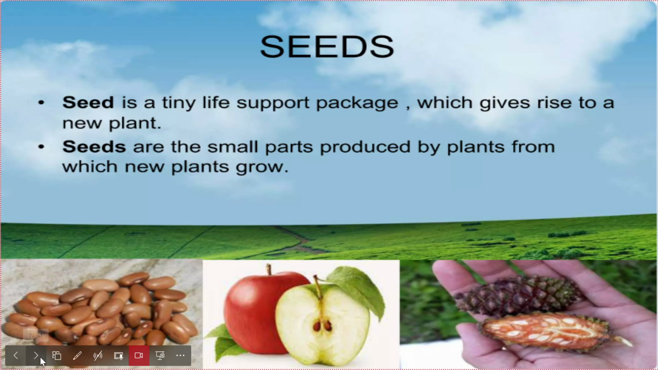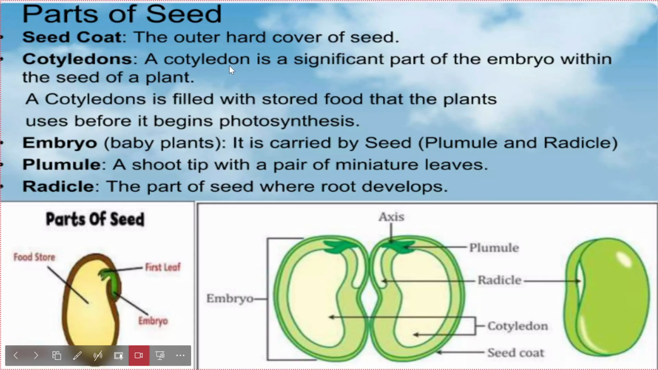Basically, now the parts of the seed. I have told the main parts, basically all the parts. This is the seed coat, the hard outer covering. There is a brown-like thing. The cotyledon is like this. This yellow structure is the cotyledon.